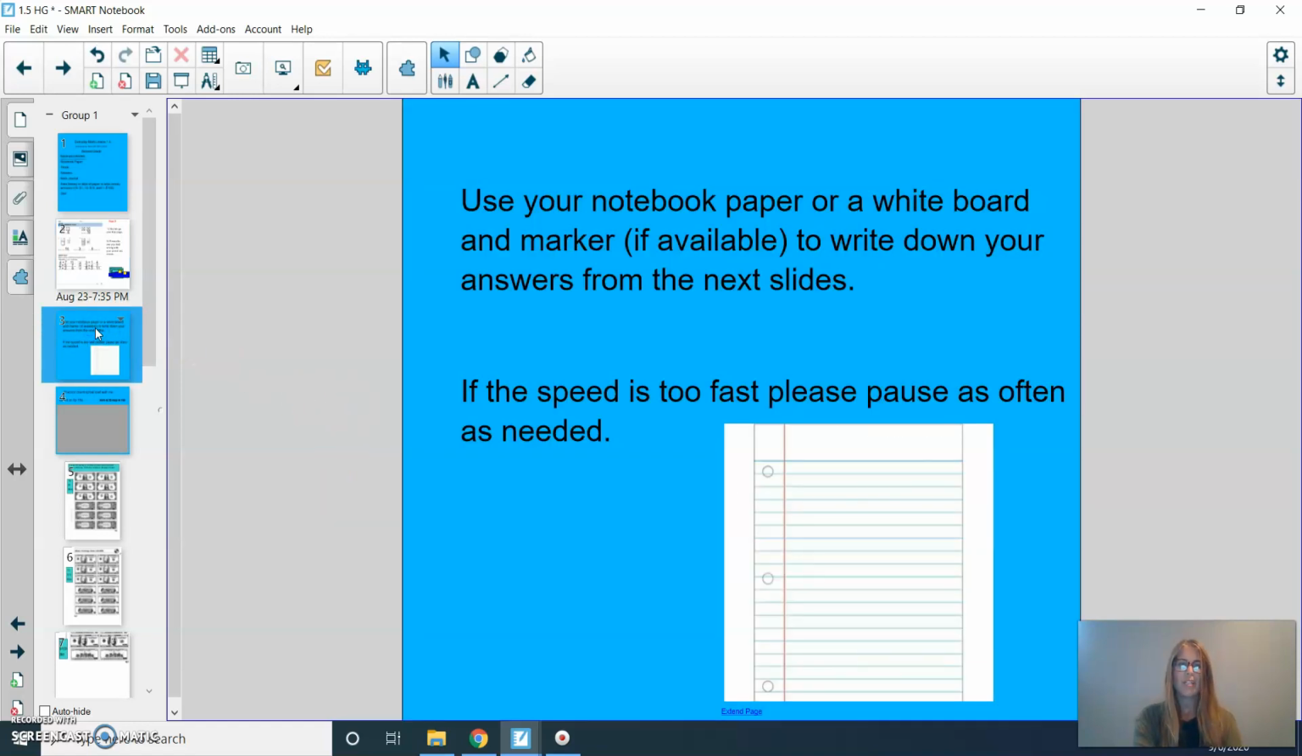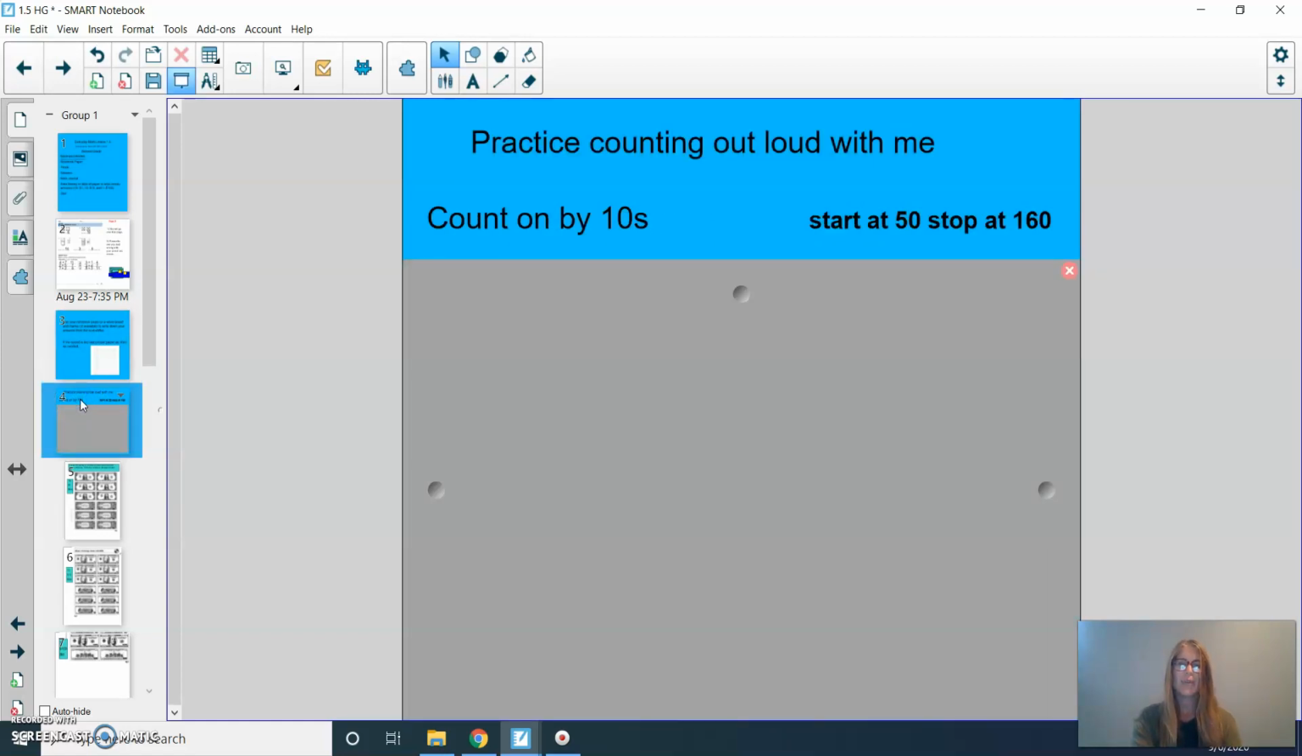Now you can put your math journal to the side and take out either a notebook paper and pencil or your whiteboard and marker if available to write down your answers from the next slides. If the speed is too fast, please pause as often as needed. The first thing that we're going to do is a little bit of counting. If you have a number grid that you like to use, you can use that, or you can just practice counting out loud with me.